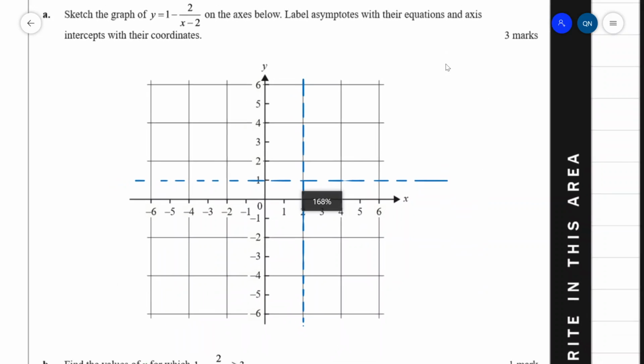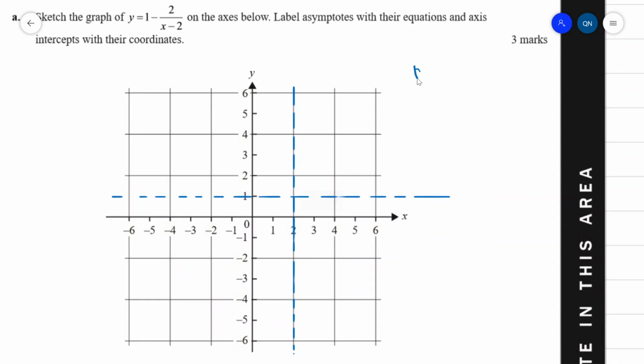So let's do x and y-intercepts. Let's do the y-intercepts first because it's easier. So what are the y-intercepts? If you plug in x equals 0, you're going to get y equals 1 minus 2 over negative 2. But that's just going to be 1 plus 1, which is 2. So the y-intercept is at 2, right over here. Let's label it before we forget, and we should probably label the asymptotes as well. So y equals 1, x equals 2. So this is the point (0, 2).